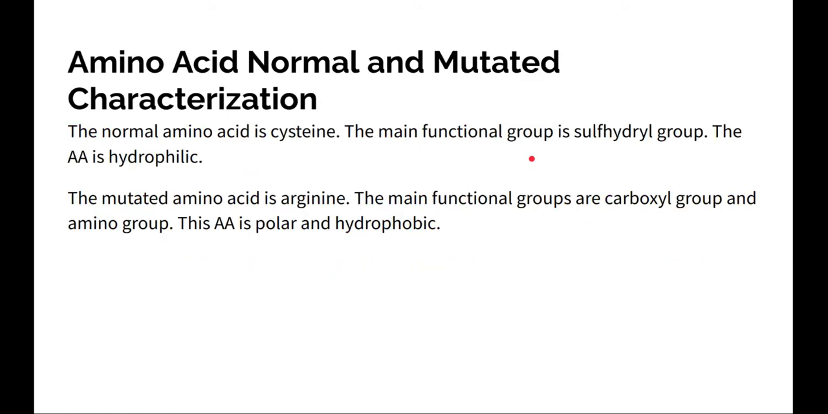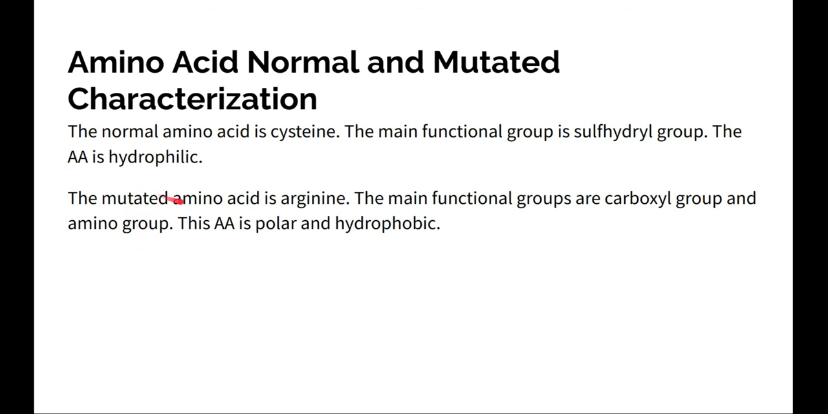The normal protein has cysteine as the amino acid, which is hydrophilic. That's why the transport of sodium ions is not fast and it's not slow. It's just normal. And the main functional group of cysteine is sulfhydryl group.